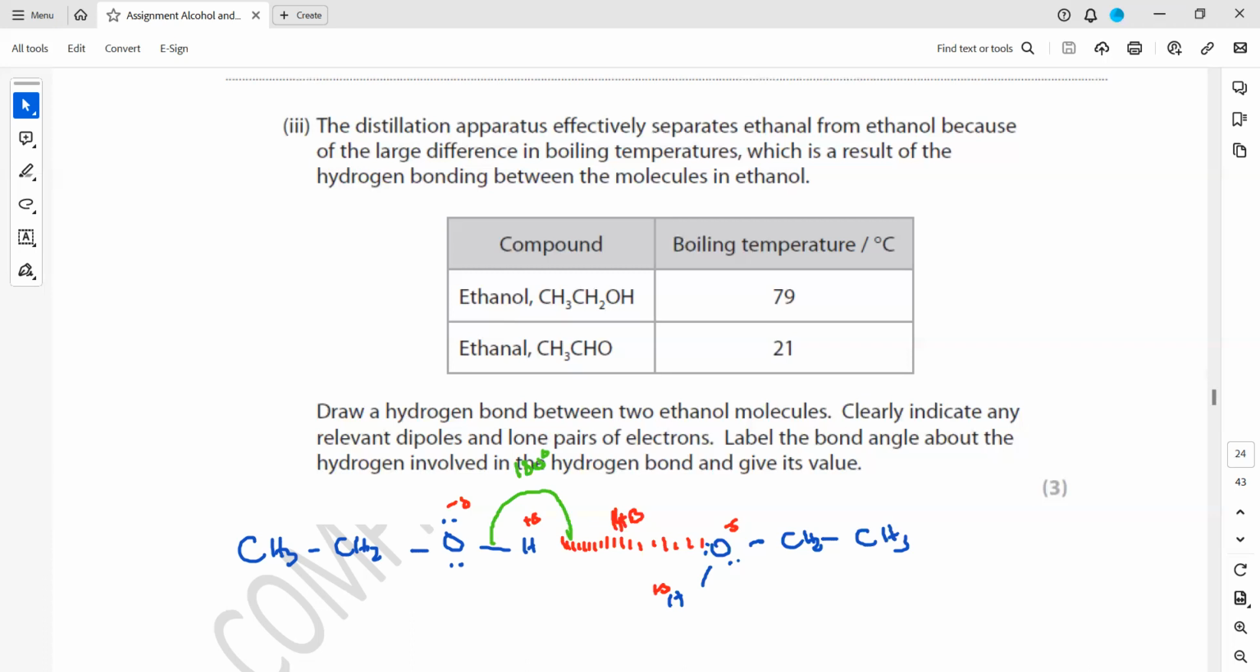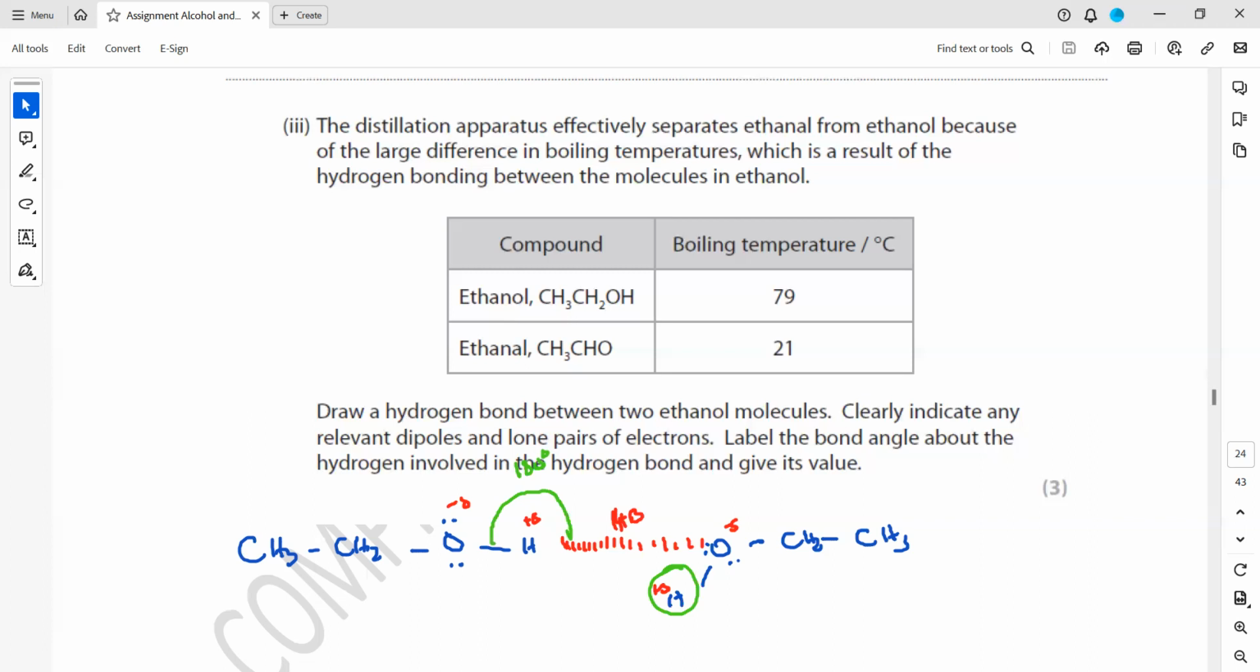A hydrogen bond is formed when a hydrogen is bonded with a highly electronegative element such as oxygen, nitrogen or fluorine, and the attraction of the hydrogen is towards the lone pair. The other hydrogen will also form a hydrogen bond, but we have to show only one. This one will also form a hydrogen bond. It may form with the same molecule and it may form with another molecule as well. Maybe a nearby molecule, it will form a hydrogen bond with that molecule as well.